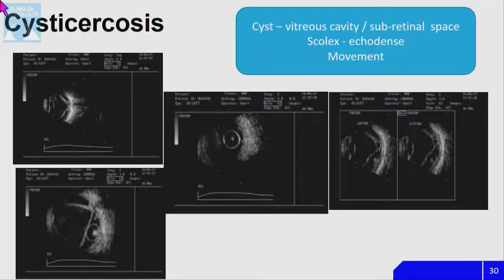I have put this here because the other globular hyperreflective structure commonly confused with the lens is cysticercosis. This is a globular hyperreflective oval-shaped cyst. The characteristic feature is the echodense scolex at the center. If it is in the vitreous cavity, the cyst may be mobile. If it is subretinal, it may not be mobile. Sometimes the scolex can also be moving.